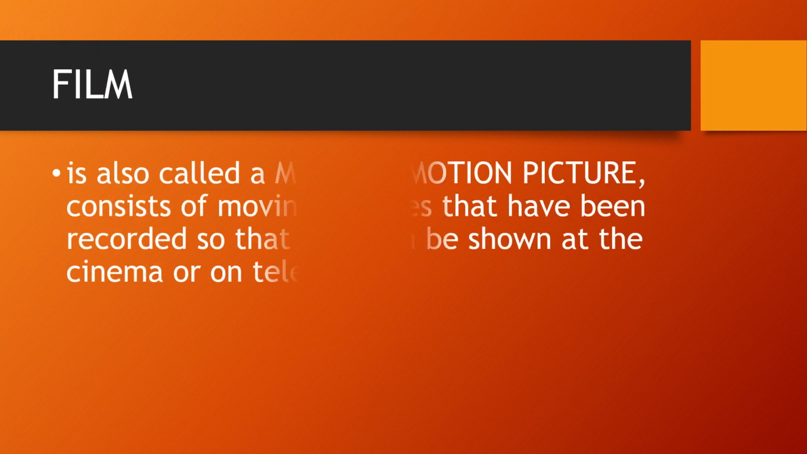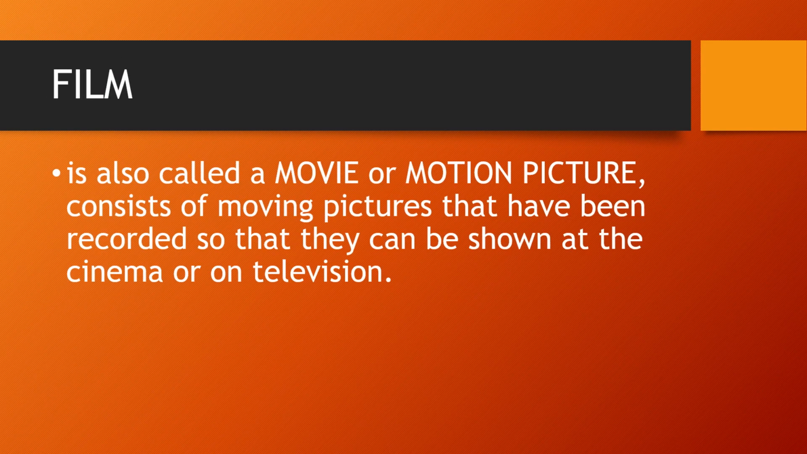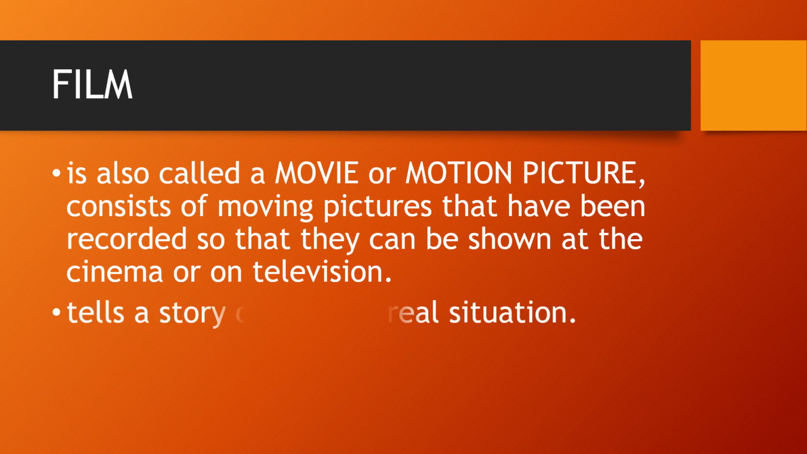Let us understand first what film is. Film is also called a movie or motion picture. It consists of moving pictures that have been recorded so that they can be shown at the cinema or on television. A film also tells a story or shows a real situation. Now, let us examine the different forms of film.